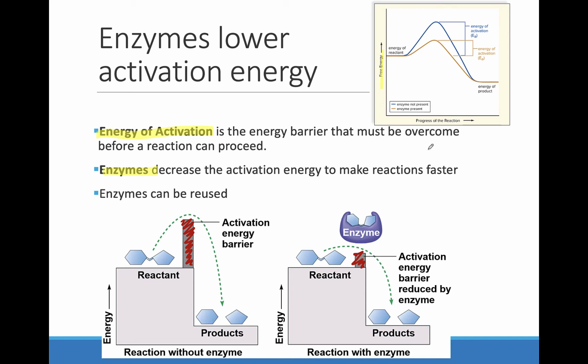In this example, the blue line indicates the reaction without an enzyme, while the yellow line is the reaction with an enzyme. Notice that for both lines, the reaction starts and ends in the same place. The difference is the energy of activation, which is much lower for the yellow line. So the reaction can proceed fast with help of the enzyme.